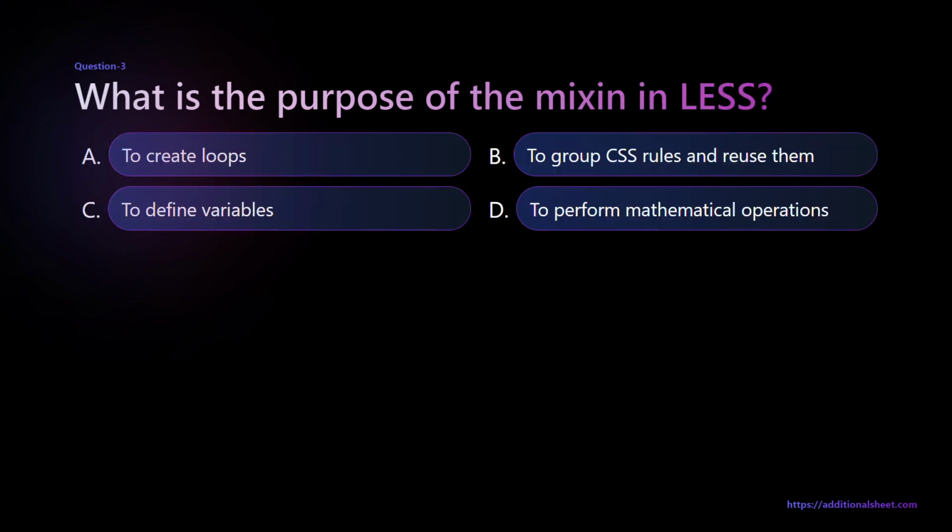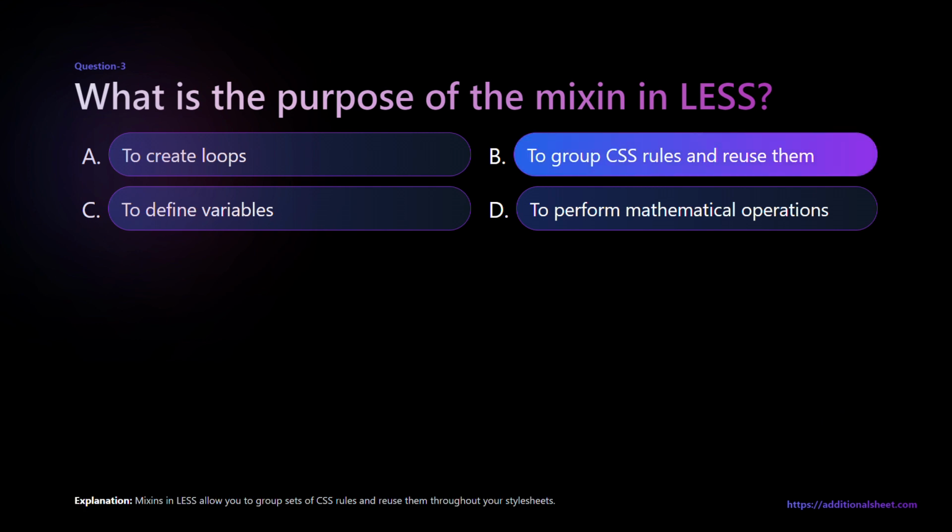What is the purpose of the mixin in LESS? Option A, to create loops. Option B, to group CSS rules and reuse them. Option C, to define variables. Option D, to perform mathematical operations. The correct answer is option B, to group CSS rules and reuse them.